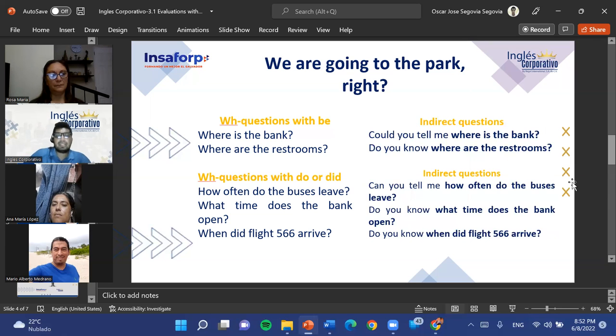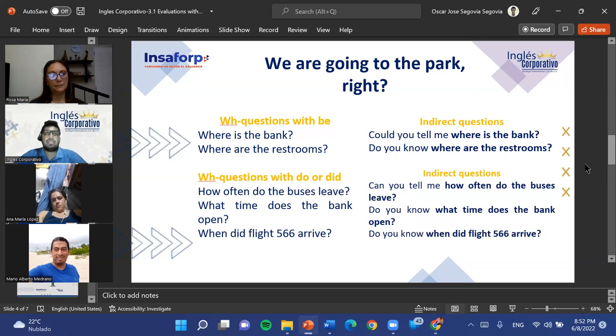Ahora, ¿pueden utilizar el could you tell me where are the restrooms? Claro que sí, no hay ningún problema, siempre se podrá utilizar. Pero el ejemplo es acá, do you know, ¿sí? Sabes, así se va a entender nada más. Do you know where are the restrooms? ¿Sabes dónde están los baños? O sea, no es tan directo como que se acerquen a alguien y le digan, where are the restrooms?